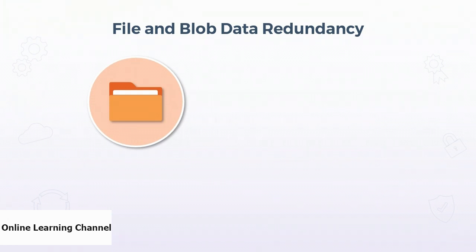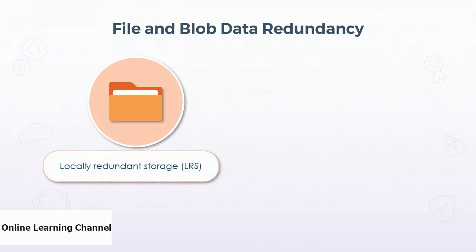Azure Storage Account replicates data 3 times in the primary region, and there are 2 options for replicating data in the primary region. First is locally redundant storage. This will copy data 3 times synchronously in a primary region for a single physical location, and it's the cheapest replication option available. This method is not suggested for applications demanding high availability.